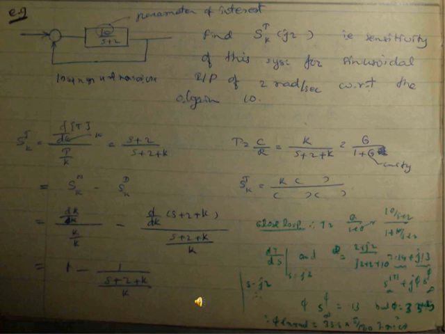So that will be S_K^T, and there is dT by dK divided by T by K, which gives minus d of (s plus 2 plus K) divided by dK, over (s plus 2 plus K) divided by K. So that will be 1 minus 1 divided by s plus 2 plus K divided by K. T, the transfer function equal to C by R, will be K divided by s plus 2 plus K, which is G divided by 1 plus GH. In this way T is equal to K divided by s plus 2 plus K, so that will be the S_K^T.